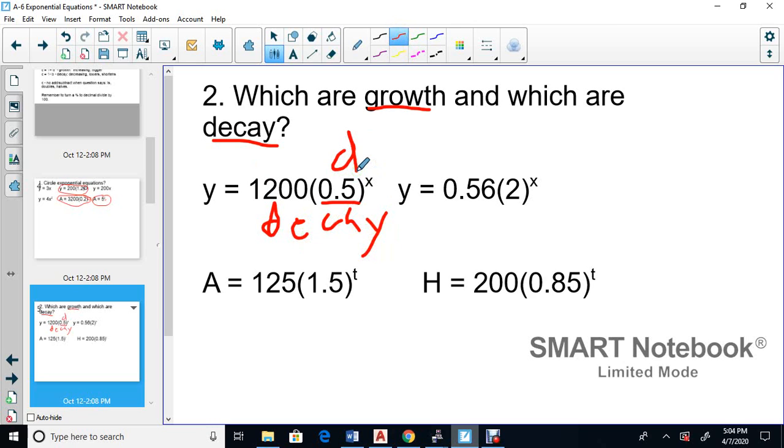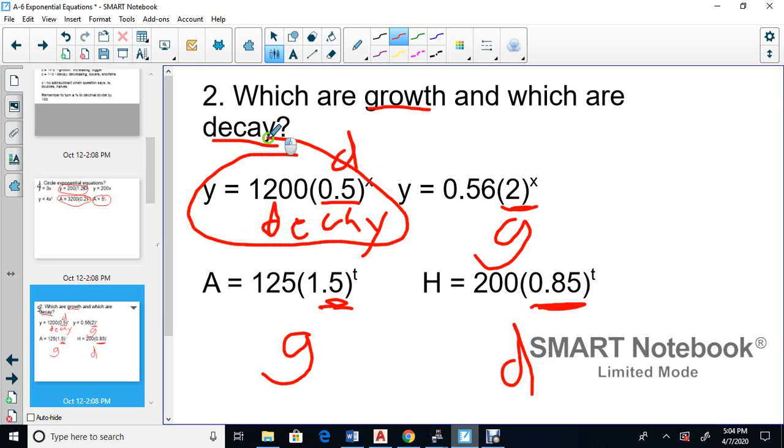This next one is growth, so I'll use a G because the 2 is bigger than 1. The 1.5 is bigger than 1, so that's another growth. That 0.85 in the bracket is less than 1, so it's a decay. So two are decays and the other two are growths. If the value in the bracket is bigger than 1, it's a growth. If it's less than 1, it's a decay.